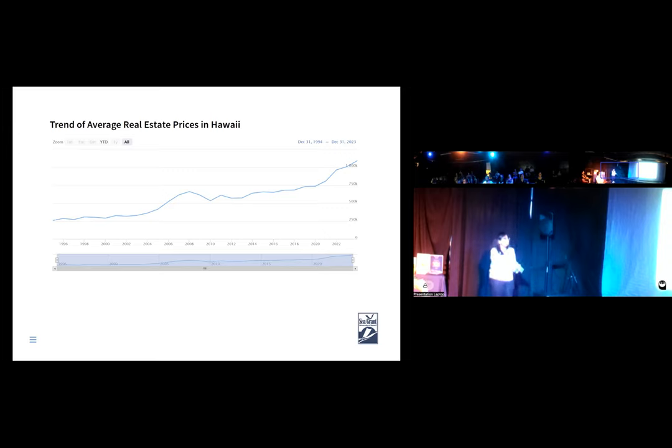So just to show you some graphs and figures. This is the figure that shows the trend of average yearly real estate prices in Hawaii. As we can see, there is an increasing trend in the real estate prices in Hawaii. There was a peak in 2008, and after which, with the financial crisis, the home prices collapsed. So overall, we see an increasing trend in real estate prices in Hawaii.